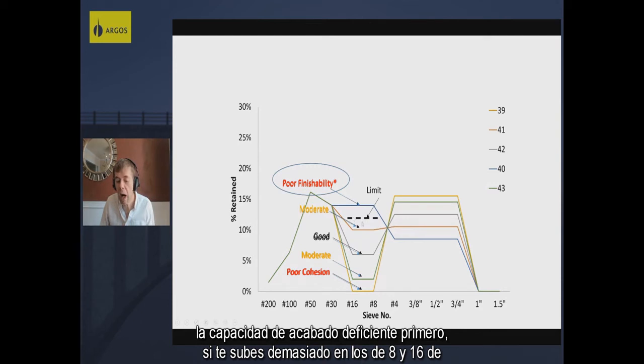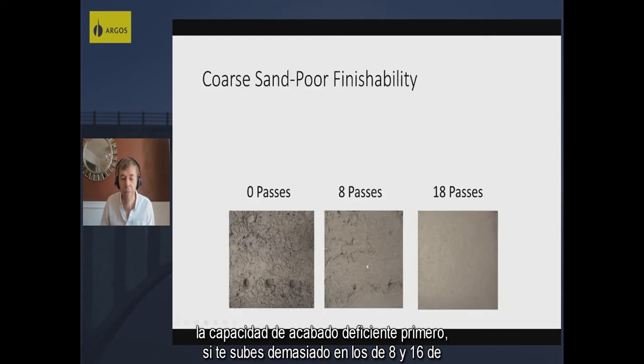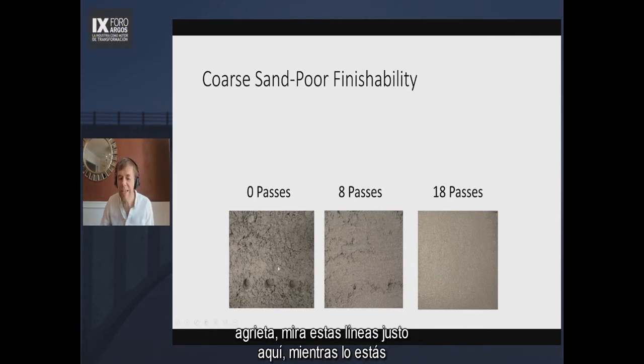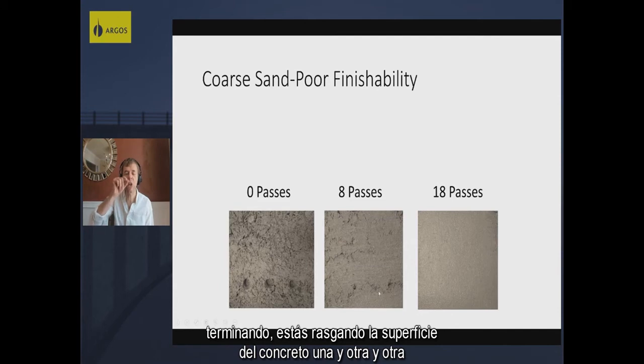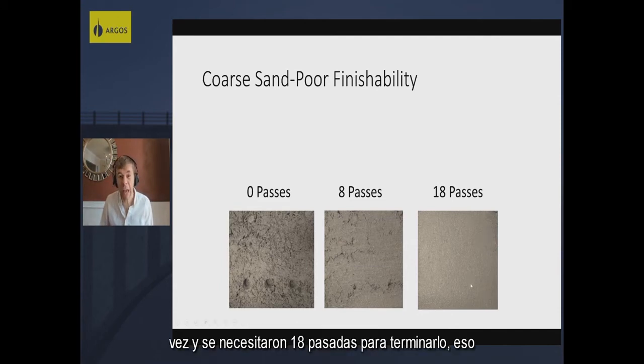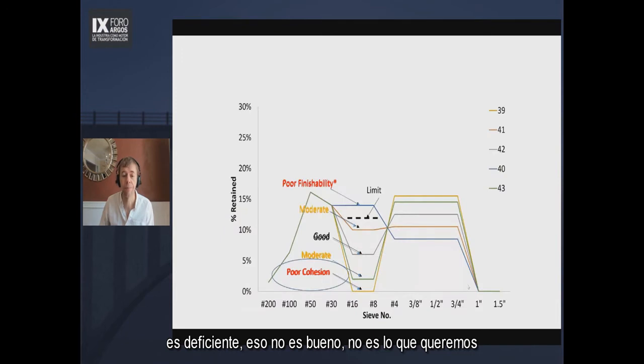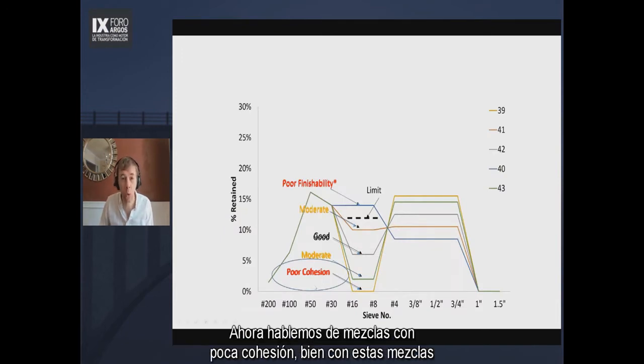If you get too high on this 8 and 16, again, what happens is the concrete, as you start to finish it, it tears. See these lines right here? As you're finishing it, you're tearing the surface of the concrete over and over and over again. And it took 18 passes to finish it. That is poor. That is not good. We don't want that. Now let's talk about the mixture with a poor cohesion.